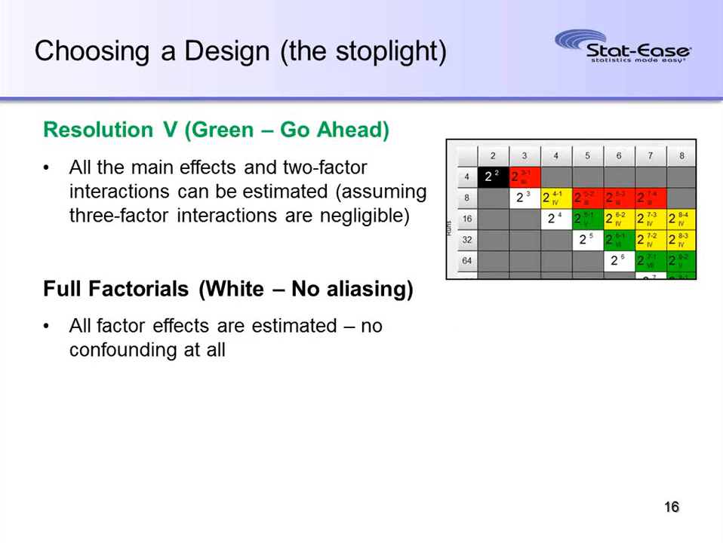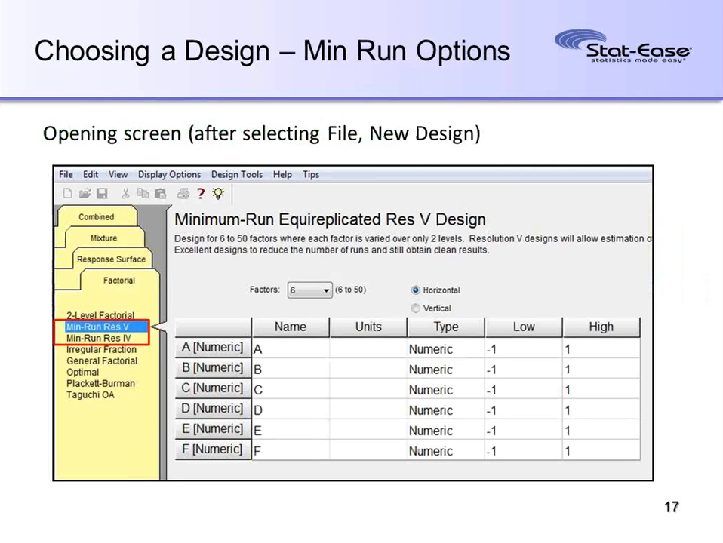So that's just a brief rundown. If you're new to DOE and not sure what design to use, my guidance is go for the green designs or the full factorials if you possibly can, and you kind of stay safe with those.